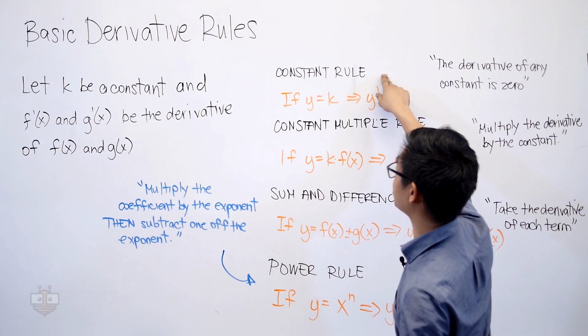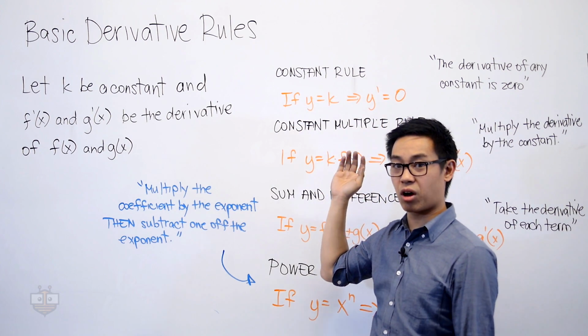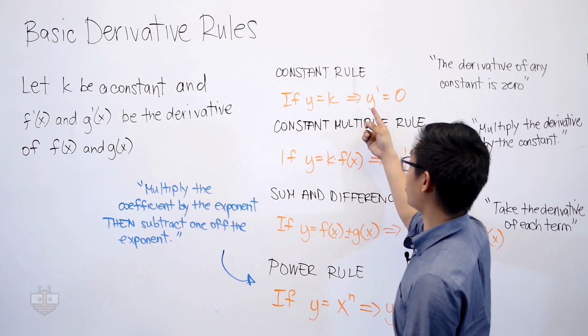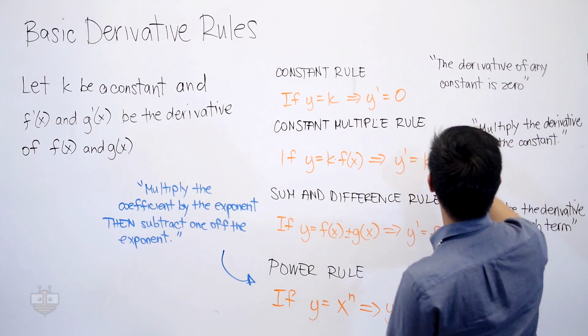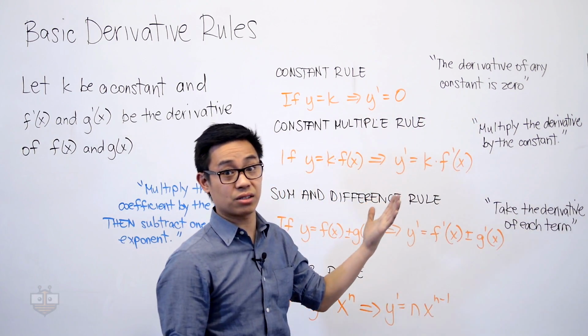The first one is the constant rule. If y is equal to some constant, so your function is some constant, the derivative is simply 0. The way that I remember it is the derivative of any constant is 0.